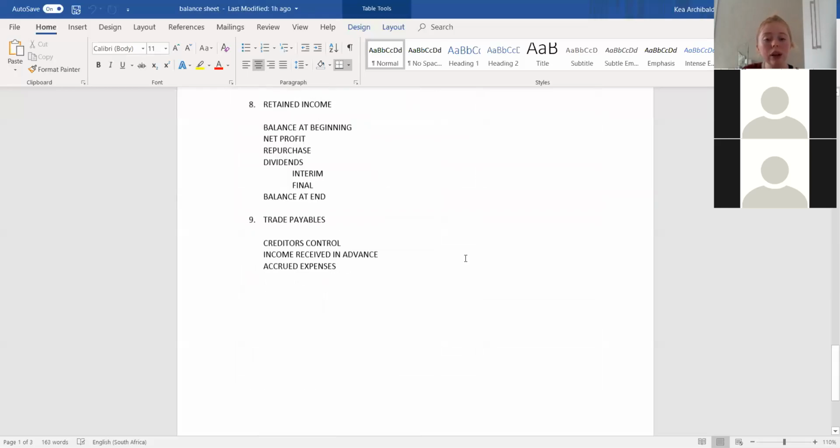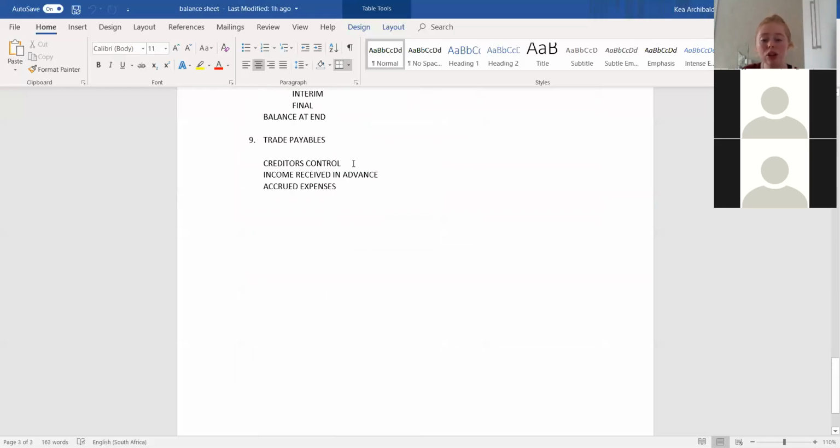Okay. So if we look into trade payables, we'll have our creditors control account. That's just your balance for creditors control, plus or minus any relevant adjustments. Then income received in advance. That's when we receive our rent income in advance. Once again, it's like your prepaid expenses and accrued income. It's going to be apportioned, so you're going to have to work out the amount that was received in advance. And it's a liability because we've received the income, but we haven't given the service yet.